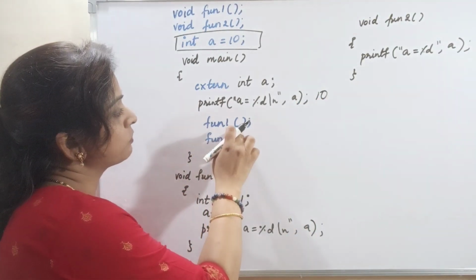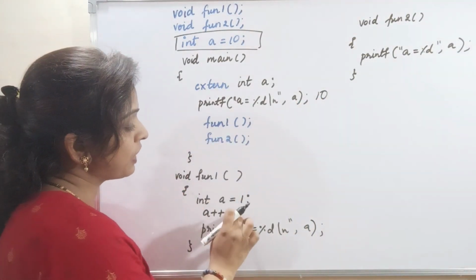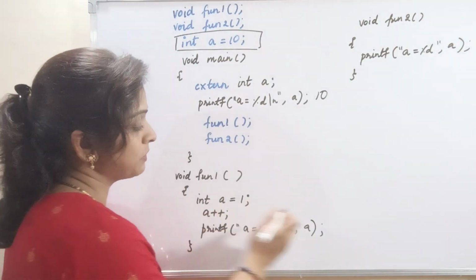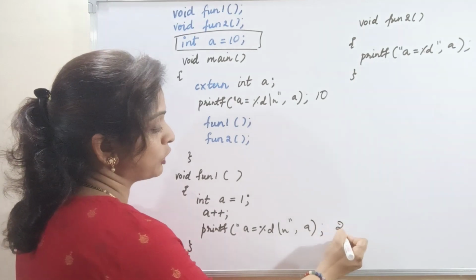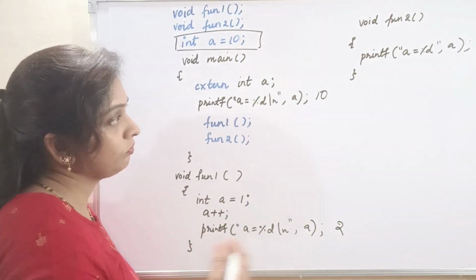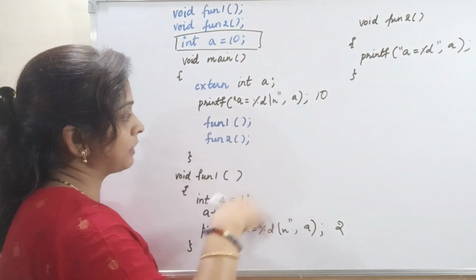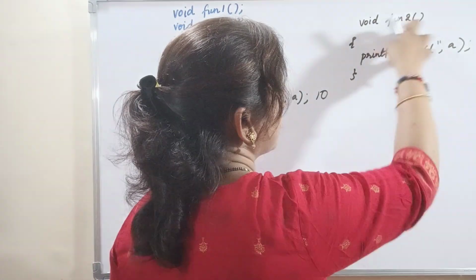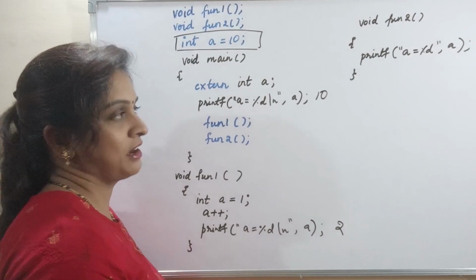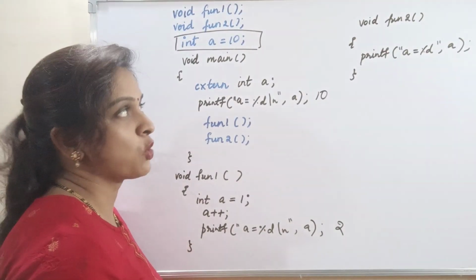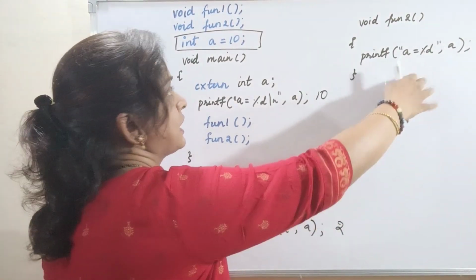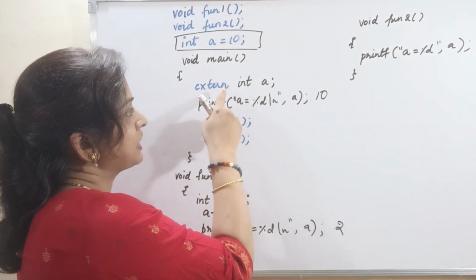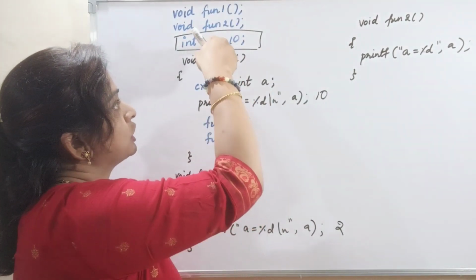Then we call function 1, and the control goes to function 1. We have a local variable a equal to 1, so I say a plus plus, and printing that a value prints 2. Then we get back and call function 2, and now I try to print the value of a. Function 2 has no local declaration for a, so obviously it has to access the global a. You can just observe one thing: in the main function I say it has to access this global variable.